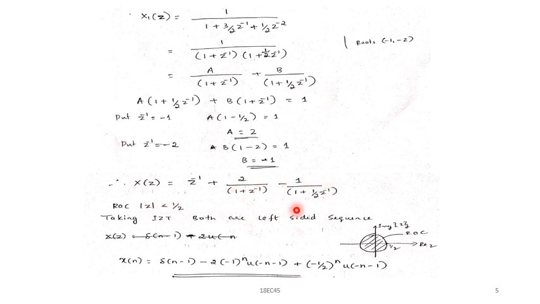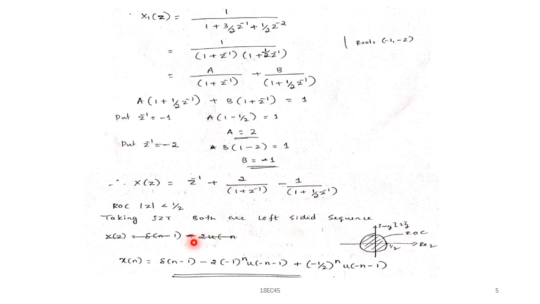Now I will take the inverse z transform depending on the ROC. Here the ROC is given by mod z is less than 1 by 2. There are two poles: one at minus 1 by 2, and the other one at minus 1. If I take the mod of that, it's 1 by 2 and 1. Here the given ROC is mod z less than 1 by 2, so the ROC is inside the circle with radius 1 by 2. If it is inside the circle, then my x of n is always a left-sided sequence.